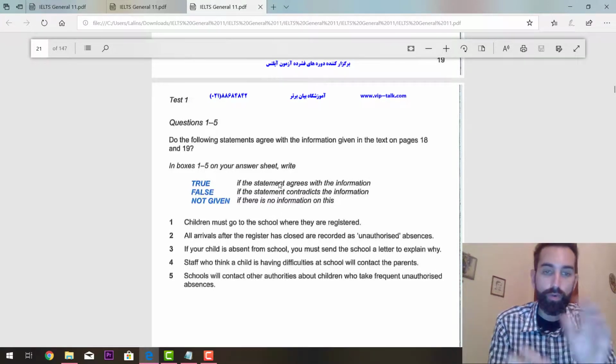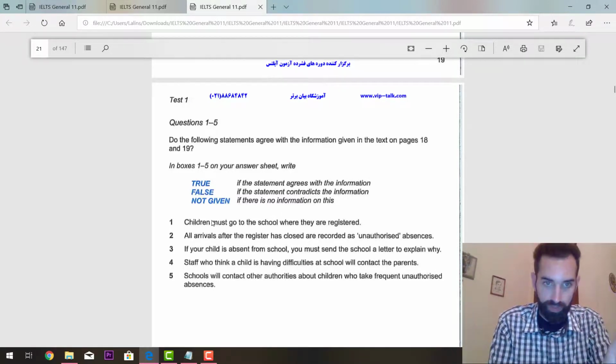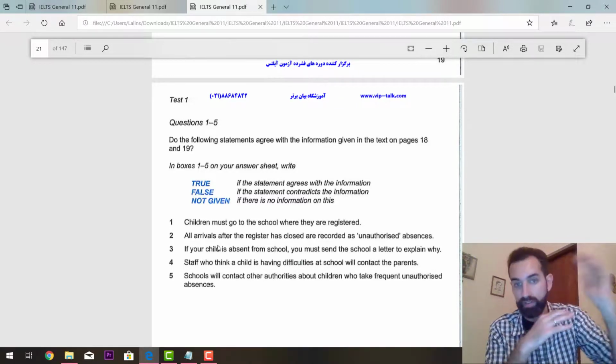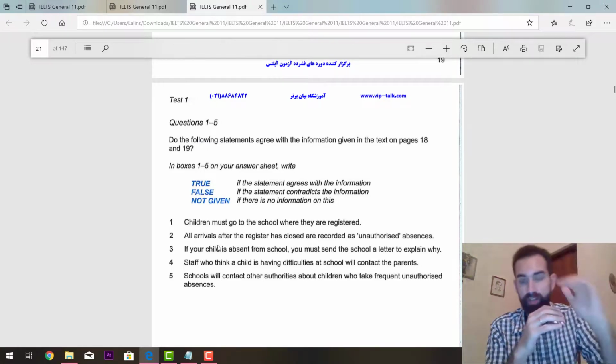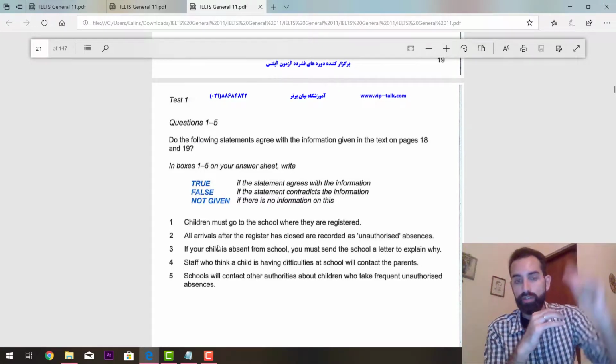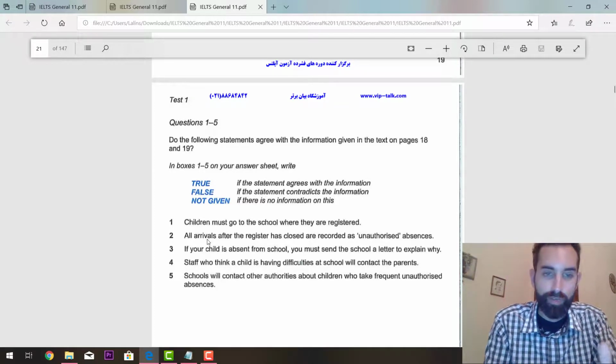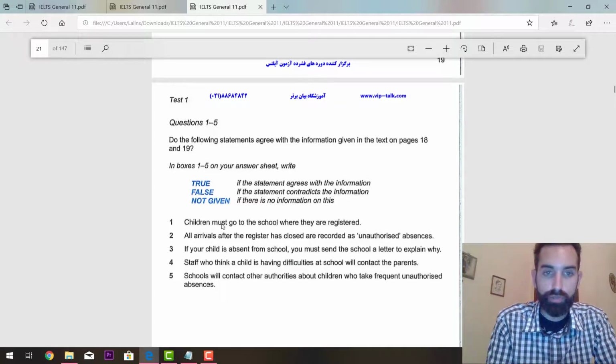So you want to look for, obviously, anything that is to do with these questions. They're all in order, so don't worry. You'll be looking for the first question first. The information on it will come up first, or won't come up, as it were, before you find the answers for the other questions. It's all in sequence. So first off, we'll be looking for children must go to school where they are registered.